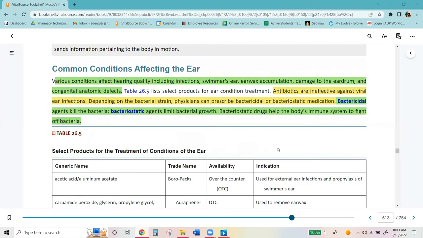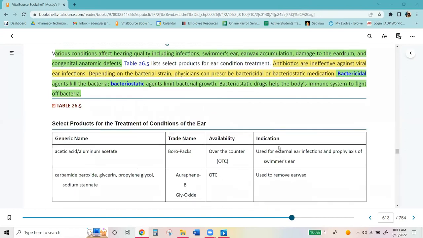Antibiotics are ineffective against viral ear infections. Depending on the bacterial strain, physicians can prescribe bactericidal or bacteriostatic medication. Bactericidal agents kill the bacteria, and bacteriostatic agents limit bacterial growth. Bacteriostatic drugs help the body's immune system to fight off bacteria.